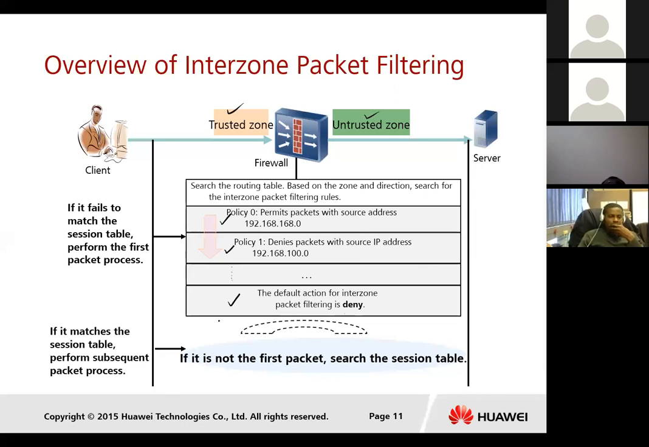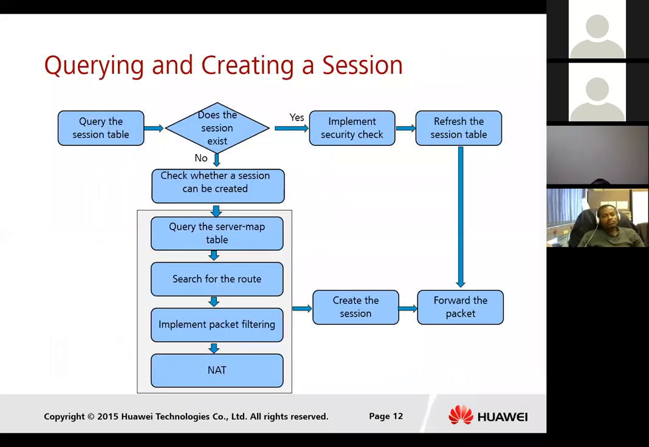After that, if it matches the session table, perform subsequent packet processing. If it's not the first packet, search the session tables. So you still remember what the session table is. When you're using a stateful firewall, they're going to keep track of what is going out, who you are, to create the session going out. Maybe later on this page, you can be clear about how the session is created.